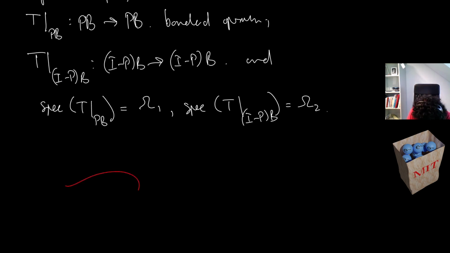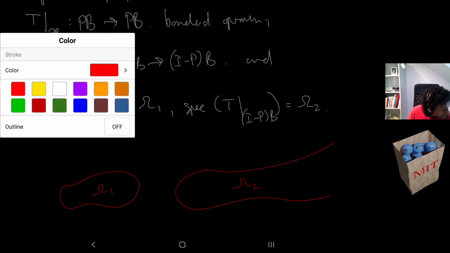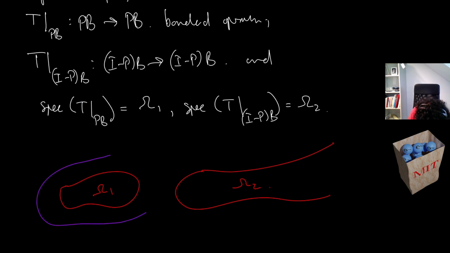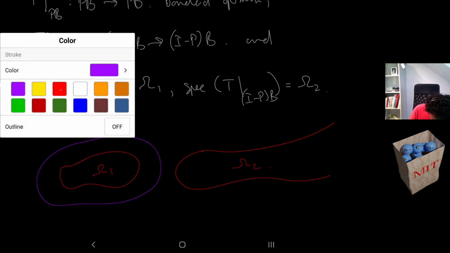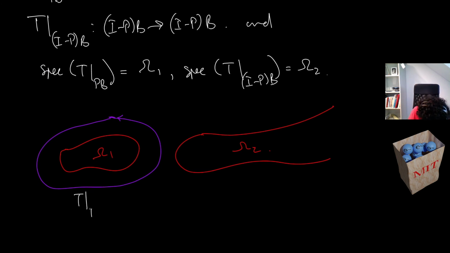So here is a picture of what might happen. This is omega 1 and maybe this is omega 2. This is an unbounded piece. And we have maybe the curve gamma through here, and we're just integrating now around this curve, right? It separates the spectrum, and then we obtain operators here, and we have an operator here. Oops, this is 1 minus P of B.